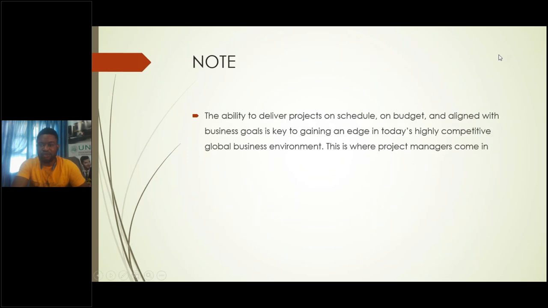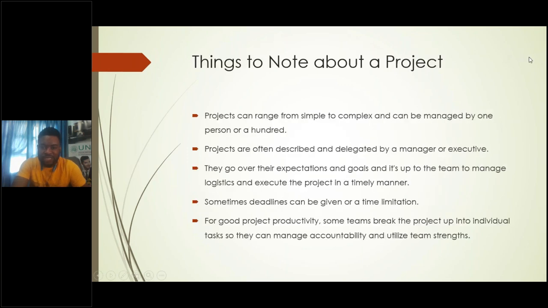Okay. So there are certain things I want us to note about the project. Number one, a project can range from simple to complex and can be managed by one person or 100. That's the first thing to note about the project. A simple project, just like the example I gave you now: you walk into the kitchen, prepare food. That can be a simple project.